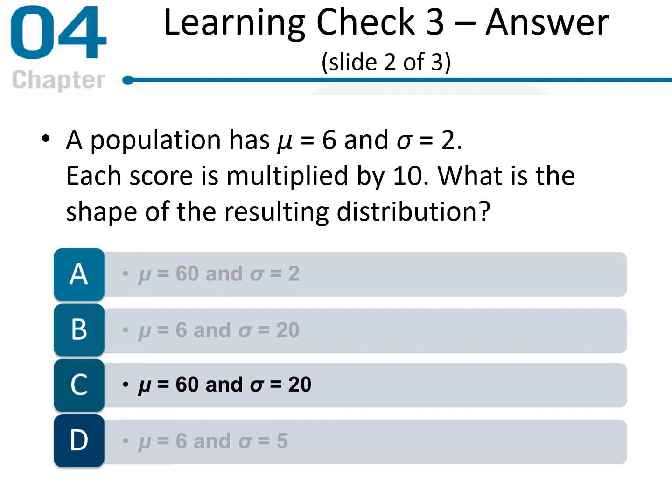And that's exactly what we find here. When you're multiplying every score by a constant, you must multiply the mean and the standard deviation by that same constant. And the same process applies to division. If I were to divide every score by 2, I would have to divide both the mean and the standard deviation by 2 as well.